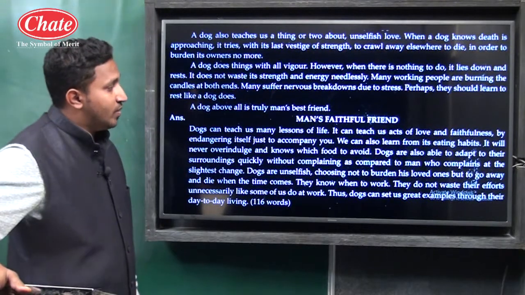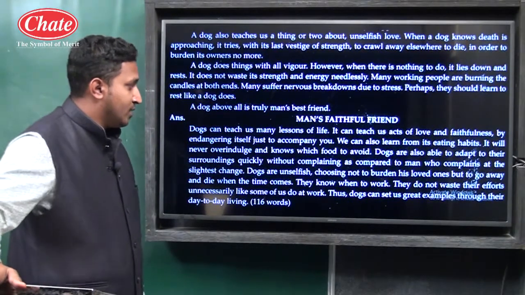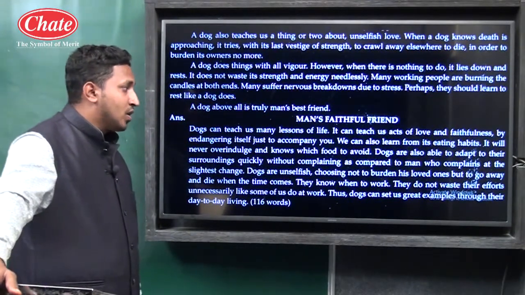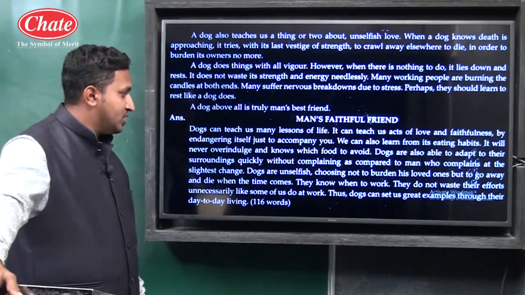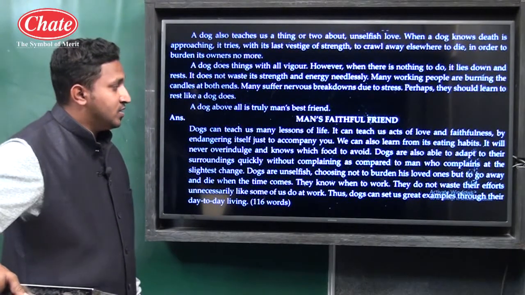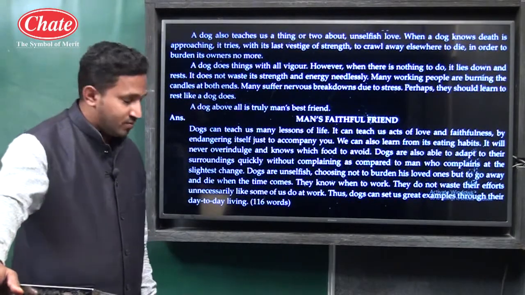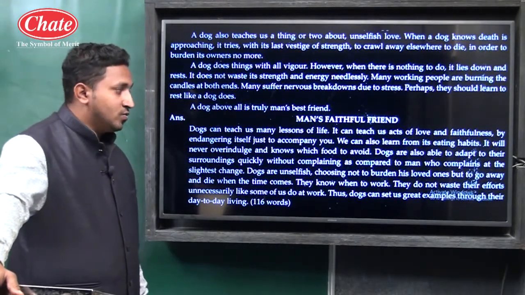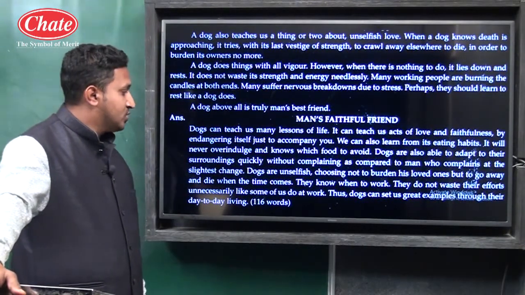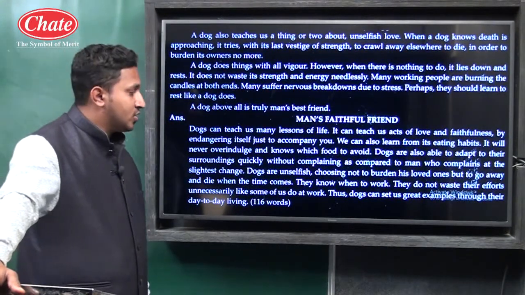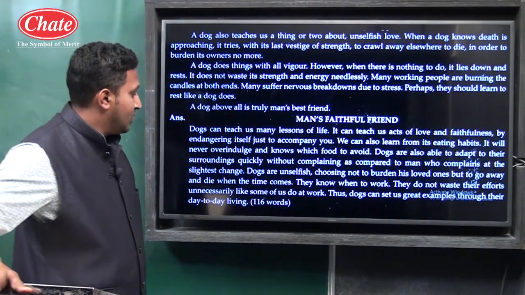Dogs are also able to adapt to their surroundings quickly without complaining, as compared to men who complain at the slightest change. Dogs are unselfish, choosing not to burden their loved ones but to go away and die when the time comes. They know when to work. They do not waste their efforts unnecessarily like some of us do at work. Thus, dogs can set us a great example through their day-to-day living.